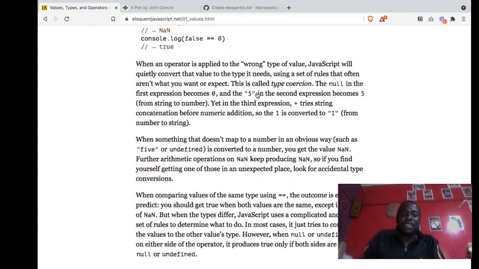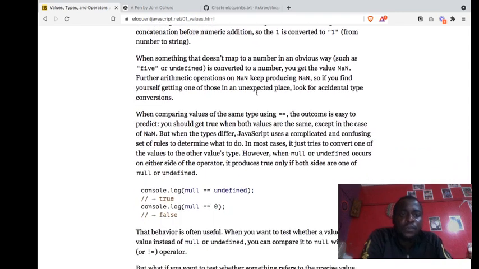When an operator is applied to the wrong type of value, JavaScript will quietly convert that value to the type it needs using a set of rules that often aren't what you want or expect. This is called type coercion. It coerces your type. The null in the first expression becomes 0, and the string "5" in the second expression becomes 5, from string to number. Yet in the third expression, plus tries concatenation before numeric addition. So the 1 is converted to the string "1", from number to string.